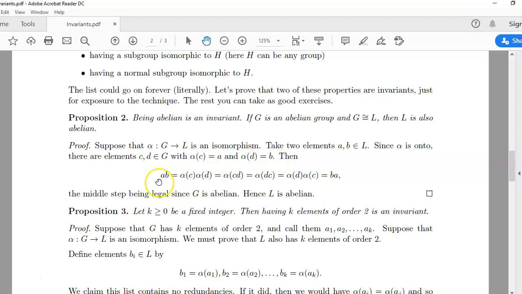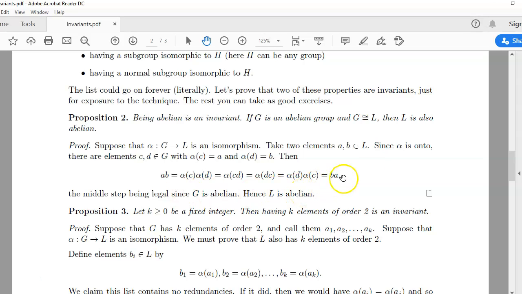That allows me to compute A times B. Well, A times B is alpha C times alpha D. But alpha is a homomorphism, so that's alpha of C times D. But C times D is happening within G, and G is abelian, so C times D is D times C. So replace that interior CD by this interior DC. But alpha is a homomorphism again, so that's alpha D, alpha C. But that's B times A, so I've proven that L is abelian.